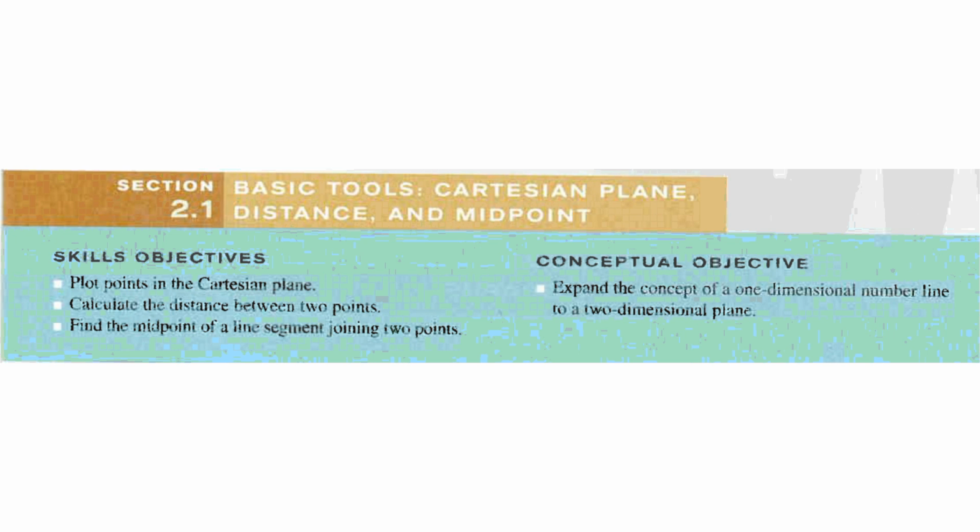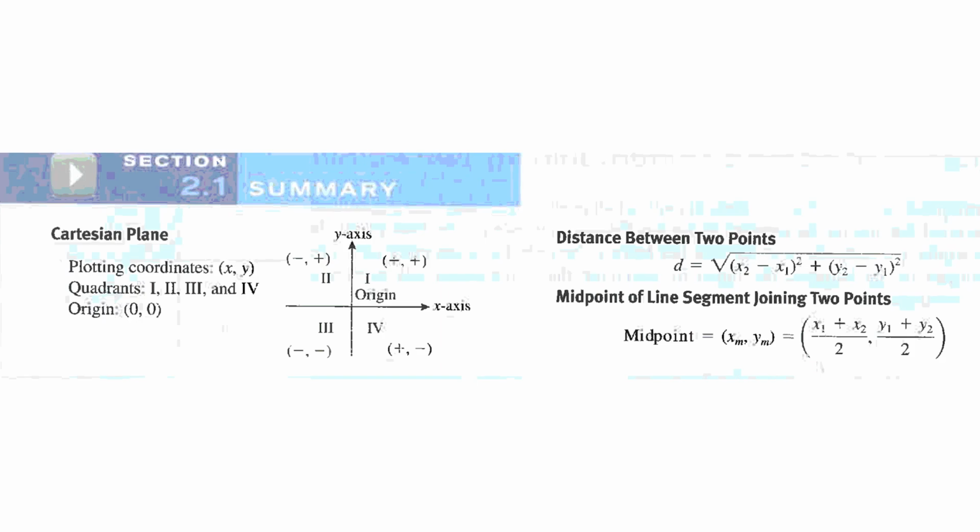So what are our skills here? We're going to plot points, which you've done before. We're going to calculate the distance between 2 points, which you may have done before. And we'll find the midpoint, which you also may have done before. Okay, so expand the concept of the one-dimensional number line to 2 dimensions. So 1 dimension that we've been doing, 2 dimensions in the y direction.